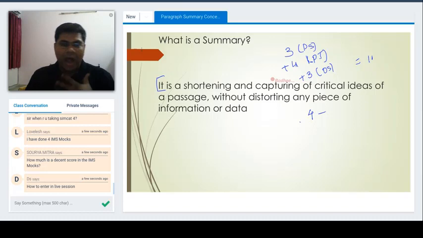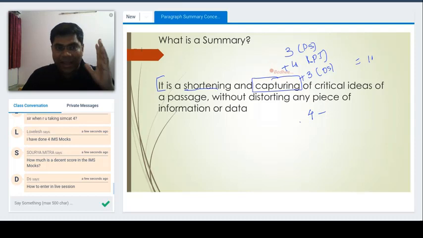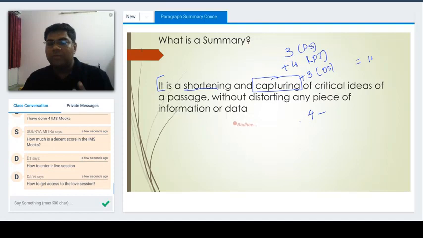People, summary as a method is going to be of great help even in the reading comprehension passages, where you need to shorten the paragraph and create a central idea. So a summary to me is a shortening and capturing of critical ideas of the passage without distorting any piece of information. When you are shortening, you have to ensure that you capture the critical ideas. Because if you fail to capture the critical ideas, then I think you have missed something, and that's why it's not going to be the right choice. Apart from that, there has to be no distortion.